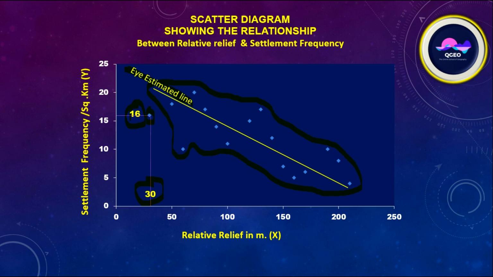This is a negative relation. Then we have to draw the estimated line. Okay, in this way we can draw the scatter diagram with x and y axis values and the estimated line.